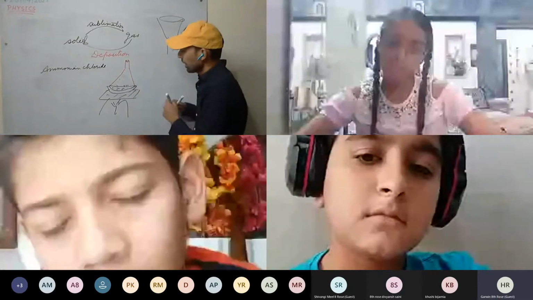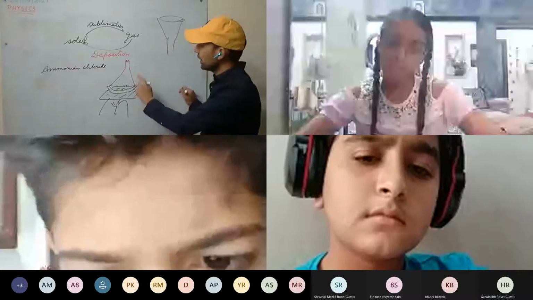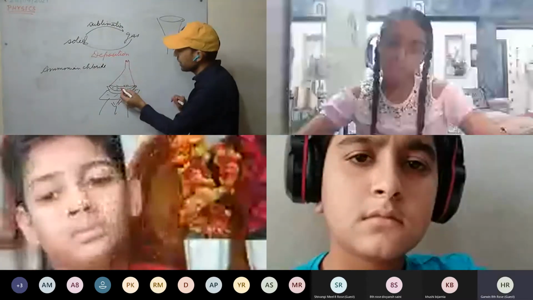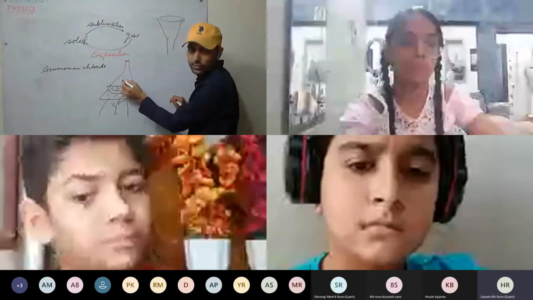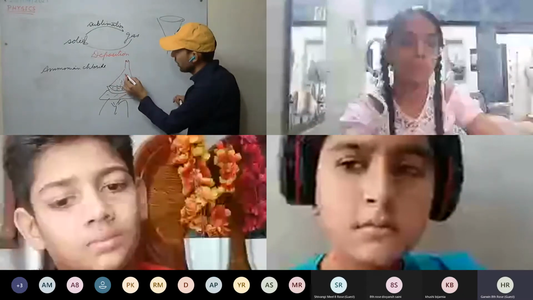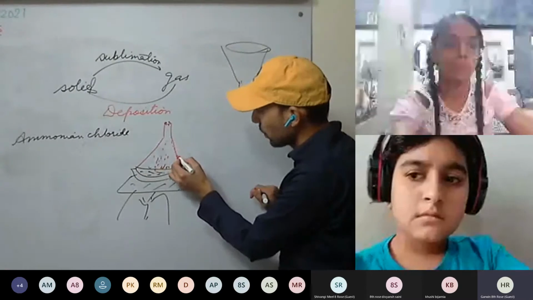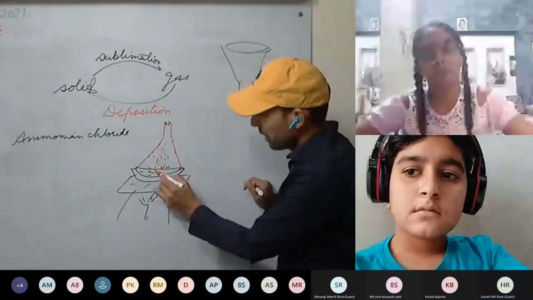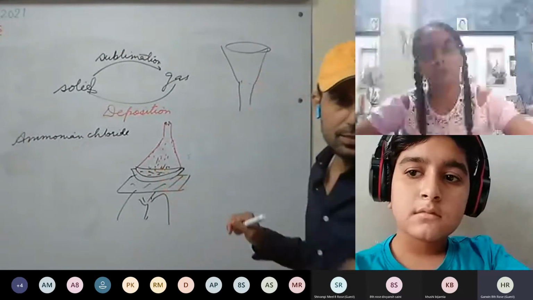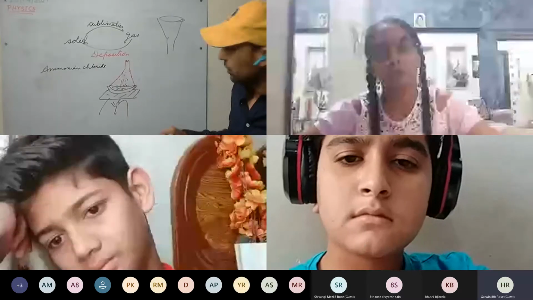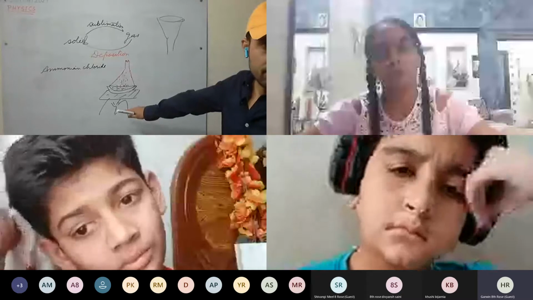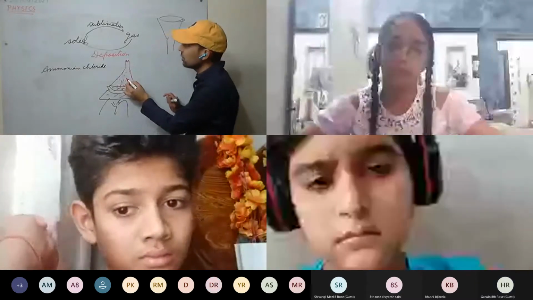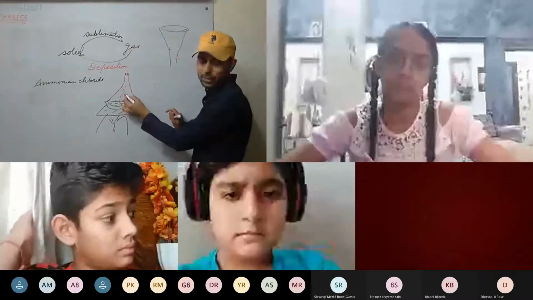Now see here, as we start to heat it, as we provide heat, this ammonium chloride will gain the heat, and its vapor will start to rise. These vapors you will see getting deposited on the sides of the funnel. See here what happens. Ammonium chloride takes heat from the burner, and it gets converted into the gaseous state. That is, sublimation is taking place.